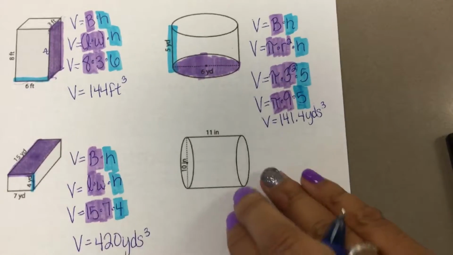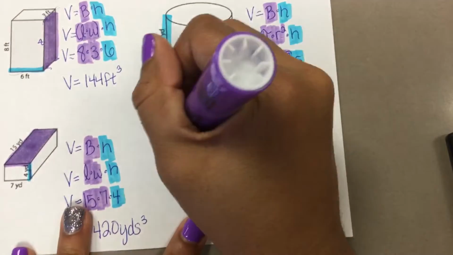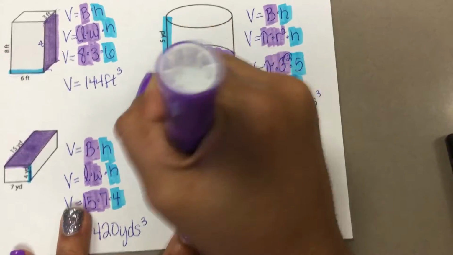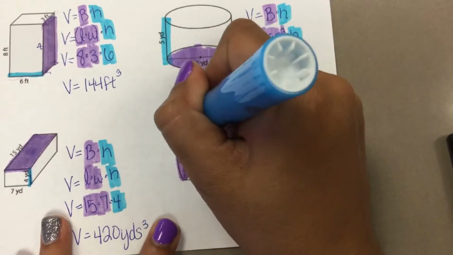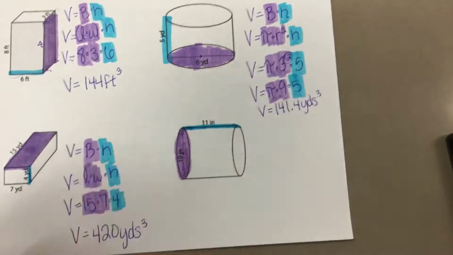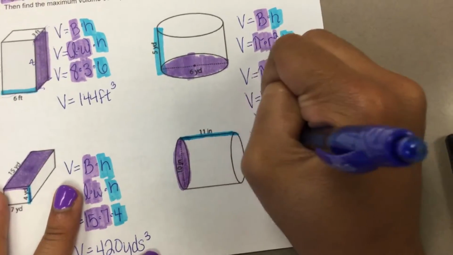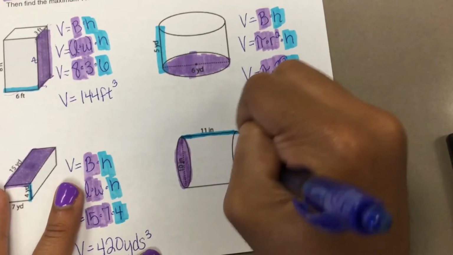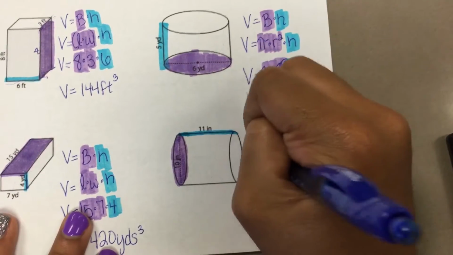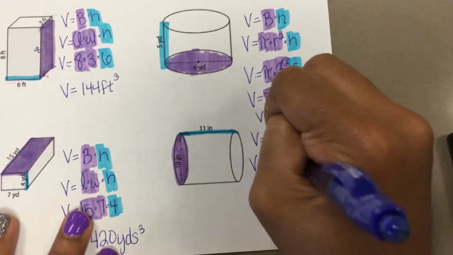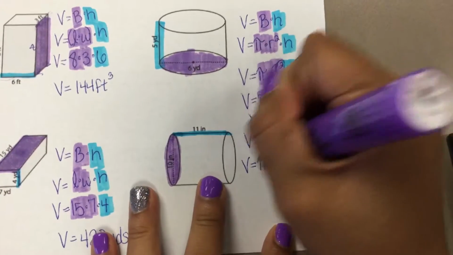All right, going on to this next one. Okay, the base is always the circle on cylinders. Always circles. The height is always perpendicular to it, so going the opposite direction, so it's 11 on this one. All right, so we got V is equal to big B times H. Remember, big B stands for the area of the base. The area of a circle is pi times radius squared times H. Do my highlighting here before we get started.